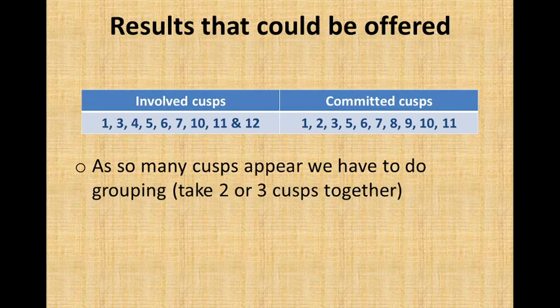So here involved cusps are 1, 3, 4, 5, 6, 7, 10, 11 and 12. The involved cusps are the cusps with stellar status and positional status, and committed cusps are the cusps through sublord. Sublord signifies commitment, and star lord signifies involved cusp. As so many cusps appear, we have to do grouping. So we have to take 2 or 3 cusps together. That is grouping.